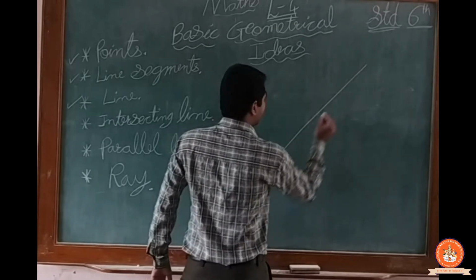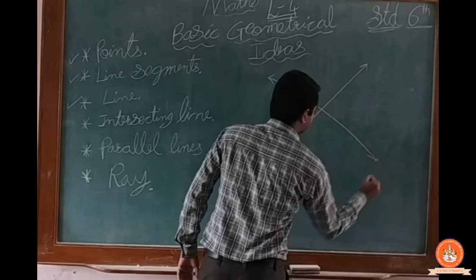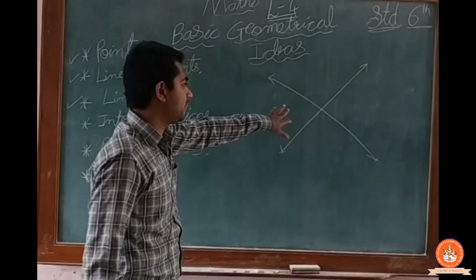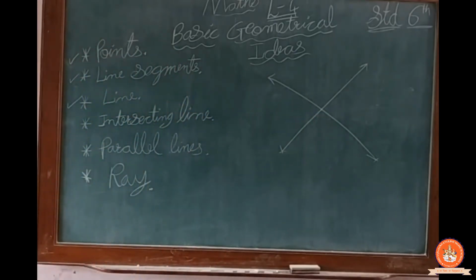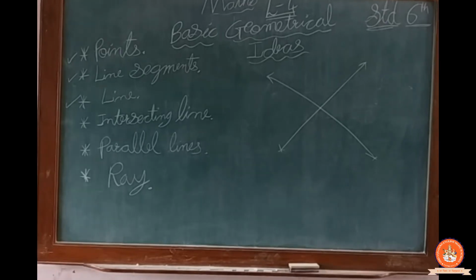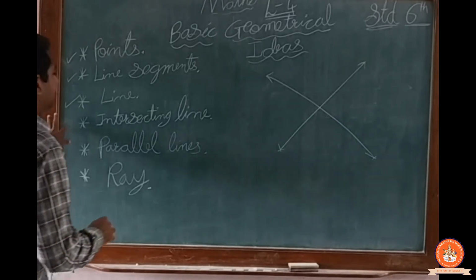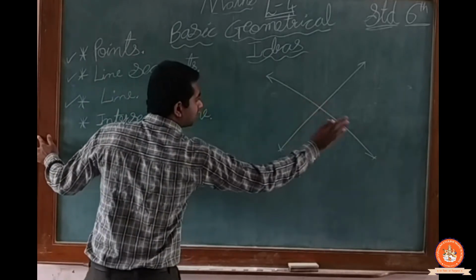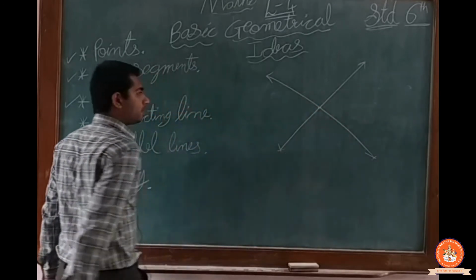Okay, now another line came and cut this line. The point where they meet is known as an intersecting point. Okay, and these lines are known as intersecting lines. See properly. So this line has one single common point also, so we can say that this is an intersecting line because it has a common point and both lines are cutting each other. So this is my intersecting point. These are known as the intersecting lines.